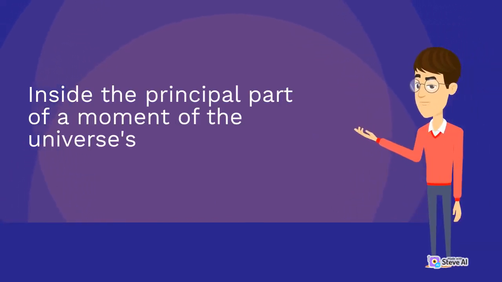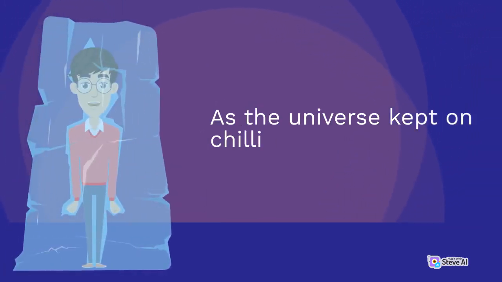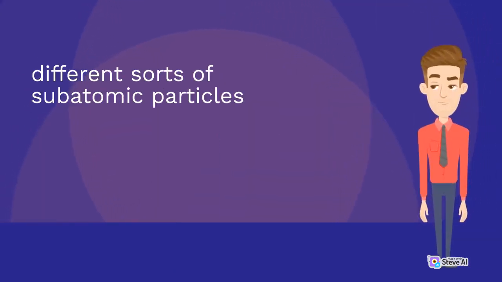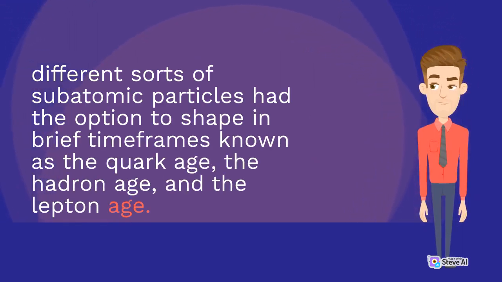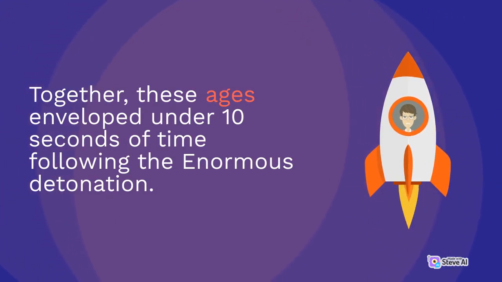Within the first fraction of a second of the universe's existence, the four fundamental forces had separated. As the universe continued to cool from its unimaginably hot state, various types of subatomic particles were able to form in short periods known as the quark epoch, the hadron epoch, and the lepton epoch. Together, these epochs encompassed less than 10 seconds of time following the Big Bang.